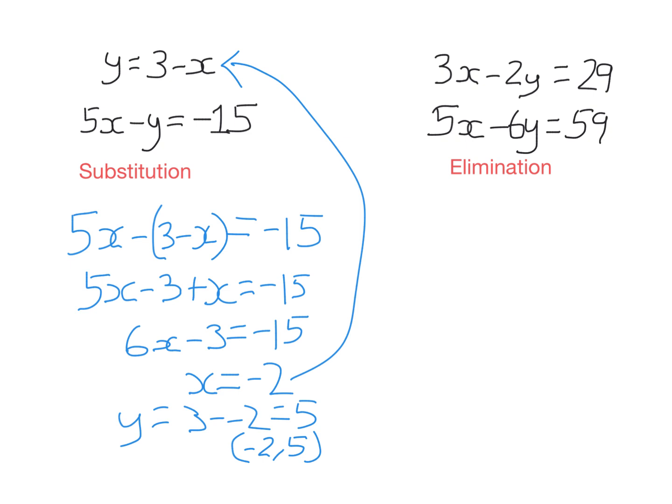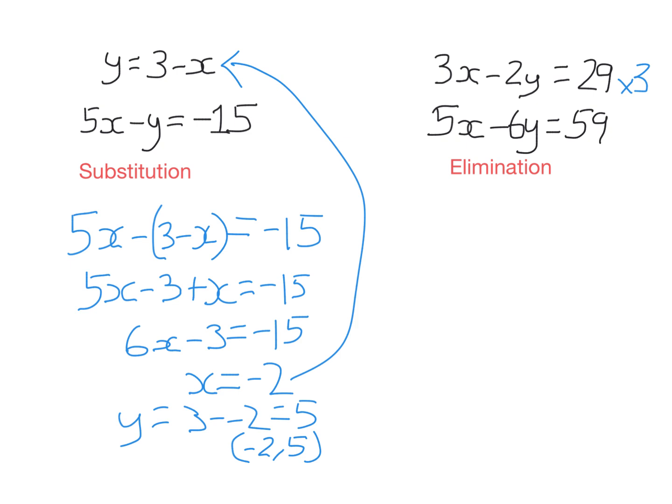So what we're going to do is multiply one or both equations so that they do have the same coefficient. So I could multiply this equation by 5 and this by 3. That would make the x's have the same coefficient. But I'm just going to multiply this top one by 3. If I multiply this top one by 3, then the y will have a -6 in front of it and will have the same coefficient.